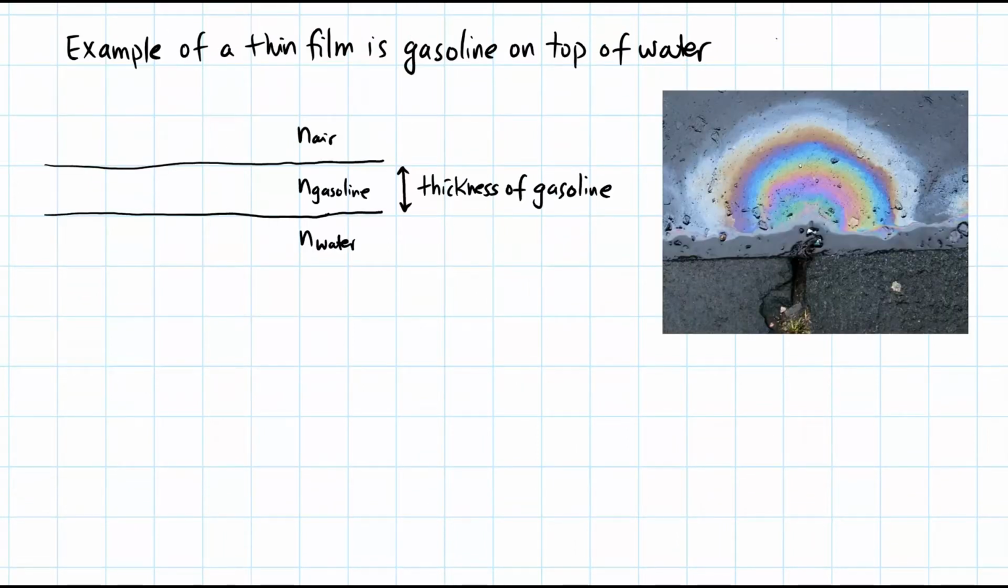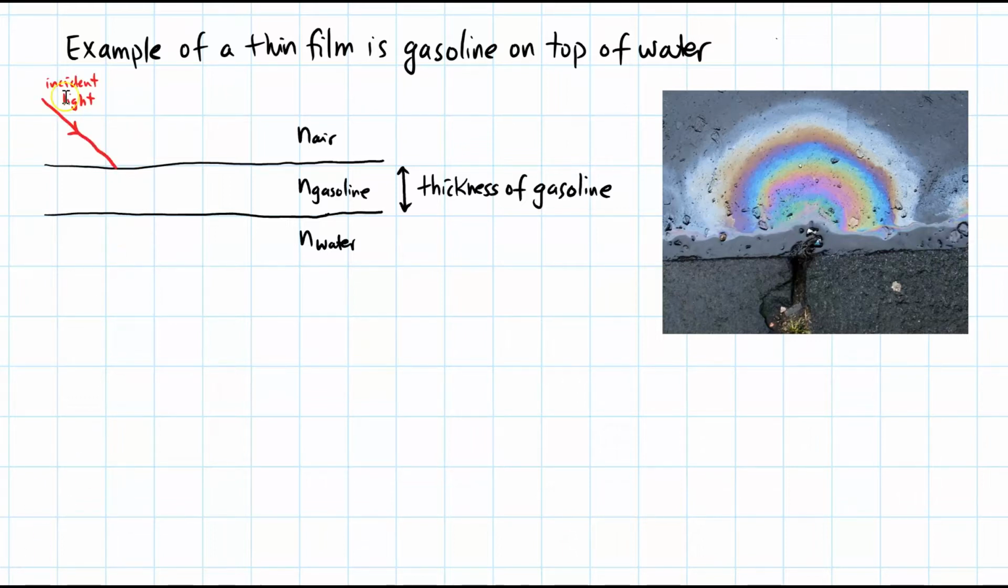An example of a thin film is gasoline on top of water. Over here on the right you see an image where you get these rainbow colors coming off of this thin film of gasoline. So picture-wise, I imagine that I have light coming from air, I have gasoline, and underneath it I have water.